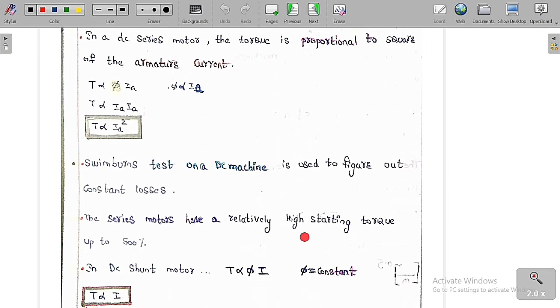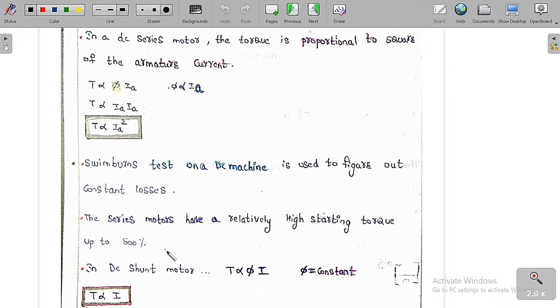The series motor has a relatively high starting torque, up to 500%. I already told you, out of all the motors, the DC series motor has the highest starting torque, and out of DC and AC motors, DC motors have very good speed controlling techniques. These things I have already told you. So the DC series motor can have a huge amount of starting torque.